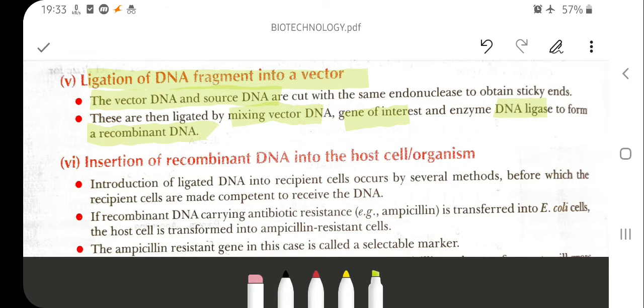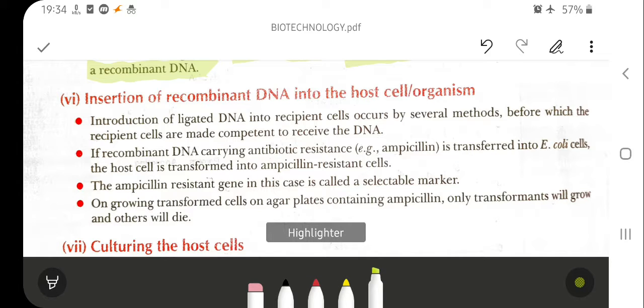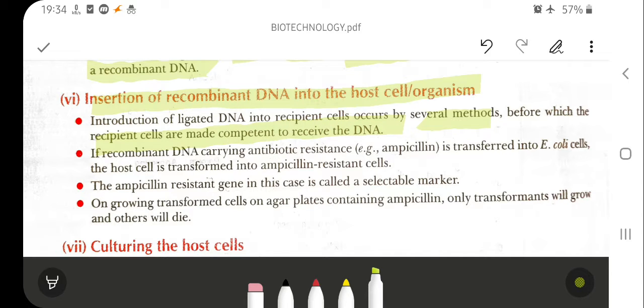Now the next step is that we have to introduce that ligated DNA into the host cell, the recipient cell, with the help of various methods, before which the recipient cells are to be made competent to receive the DNA. If recombinant DNA carrying the antibiotic resistance is transferred into the E. coli cell, the host cell is transformed into an ampicillin resistant cell, and the ampicillin resistance gene in this case is called a selectable marker.